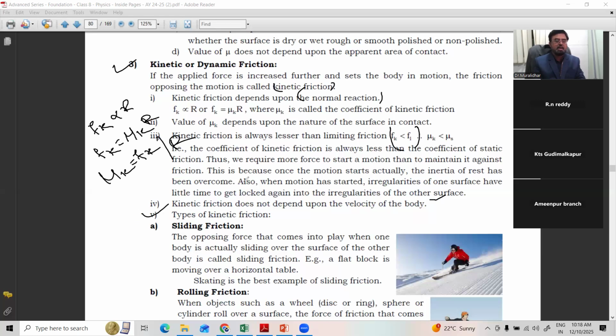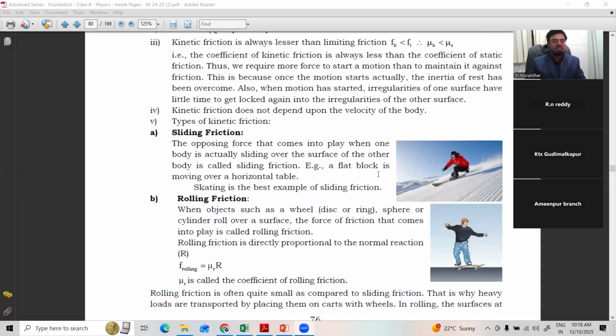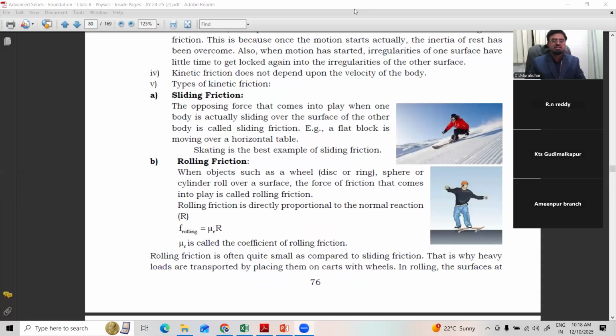So again, there are types of kinetic friction. Once a body starts moving beyond the static friction, the kinetic friction starts. That kinetic friction is the friction when the body is moving. It may be sliding friction, like a person sliding here, see. It may be rolling, you can see how he is rolling with the rollers. So sliding friction and rolling friction are part of kinetic or dynamic friction.